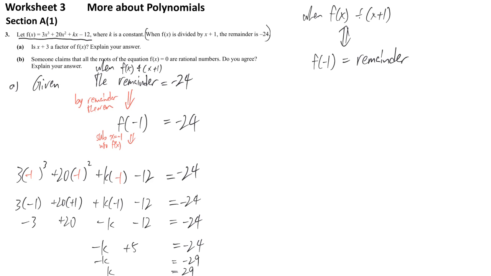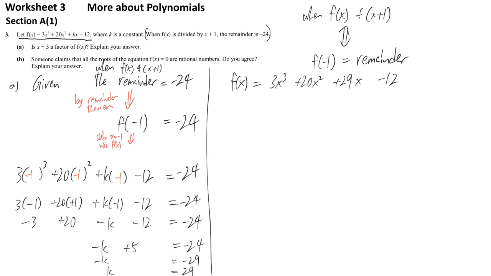I want you to learn not only solving the problem, but why we can divide step by step and lead to our answer. And then it's still not finished. We also need to know whether x plus 3 is a factor. Now we already know f(x) is 3x to the power 3 plus 20x squared plus kx, but we know k already, so it is 29x minus 12. Update the information so we know the full picture of f(x).